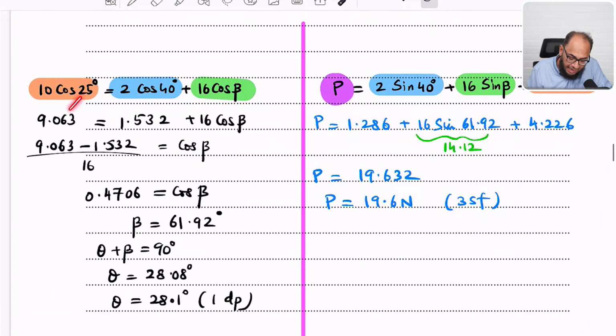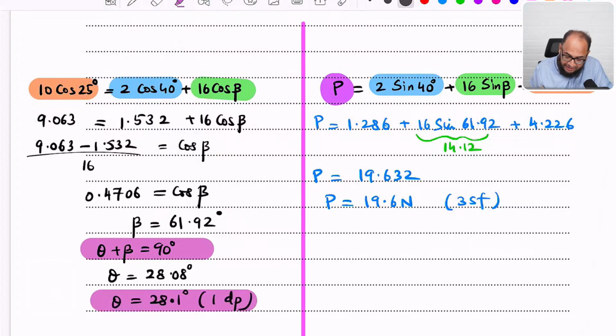From over here, now it's time to do the messy stuff. That is the calculator thing. 10 cos 25, use a calculator. 2 cos 40, make sure the calculator is in the degree mode. 16 cos beta, so make cos beta the subject. You'll find beta, that is 61.92. And this is for the later stage, that is theta plus beta is 90, therefore theta is 28.1.